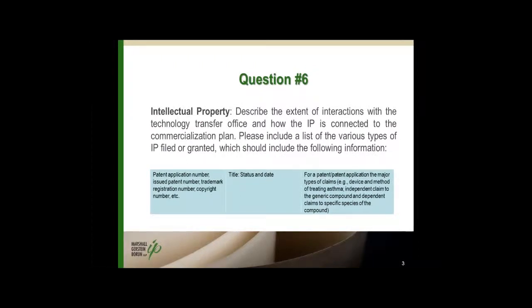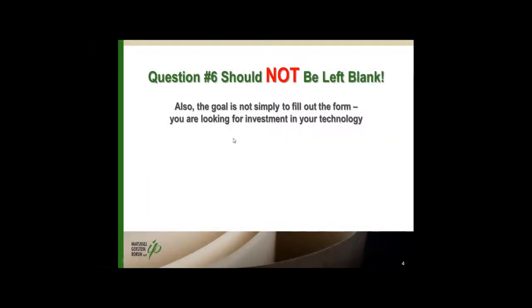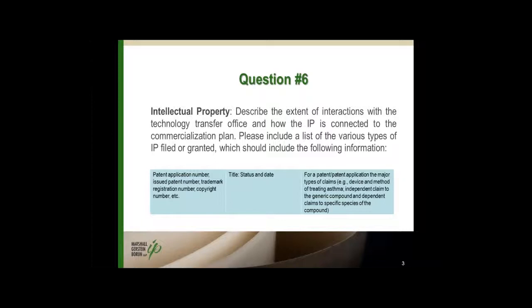So the question number 6 in the grant application deals with intellectual property, and it describes the application and the interaction between intellectual property and your commercialization plan. It would like to know how you've interacted with the Technology Transfer Office in protecting your intellectual property, and specifically looking for you to list various forms of intellectual property, patent applications, patents, trademarks. We'll go through each of these types of intellectual property. The important serial numbers, filing dates, status, and then if it's a patent application, to talk about the claims. And we'll get into a description about the claims and how you might address what you have in your filings.